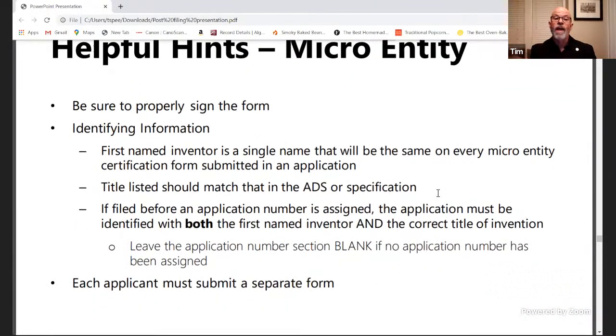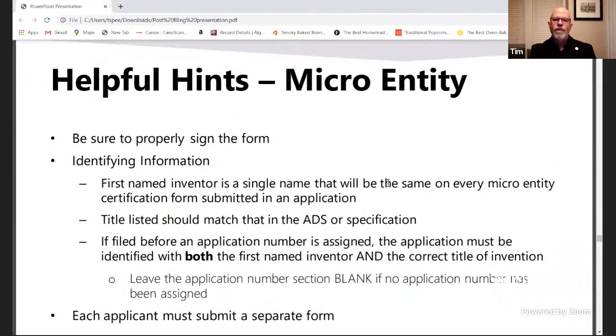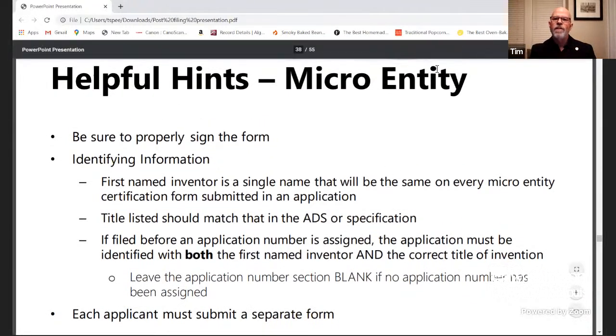Again, there's a form for that, as always. You're going to fill out the form and make sure all the information is filled out correctly. And then each applicant must submit a separate form. So you'll file for that. Again, when we get to the filing process, when you have questions about this, contact the PTO, contact an attorney, and get additional information about that.